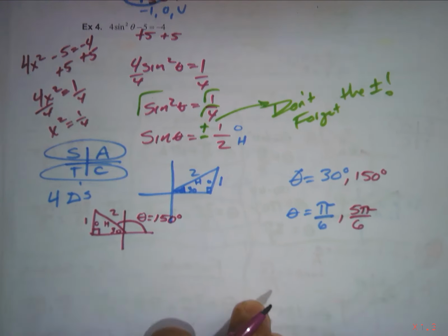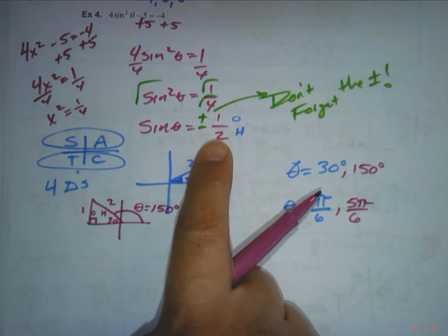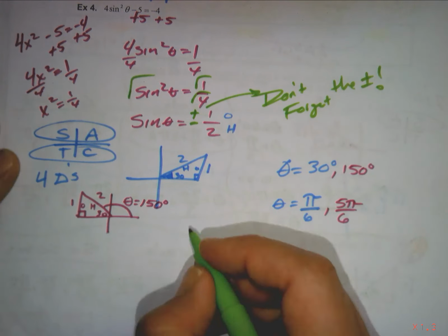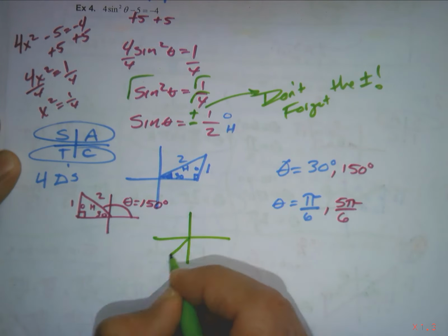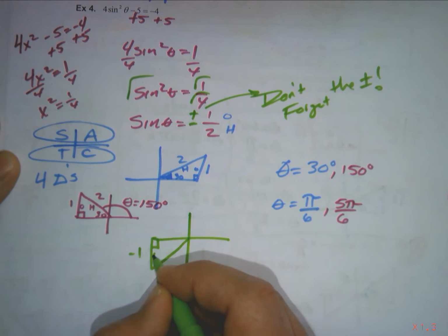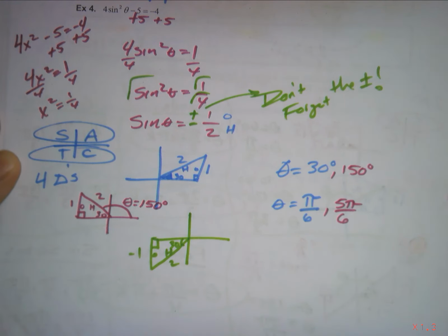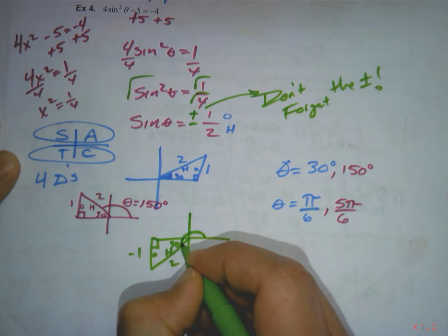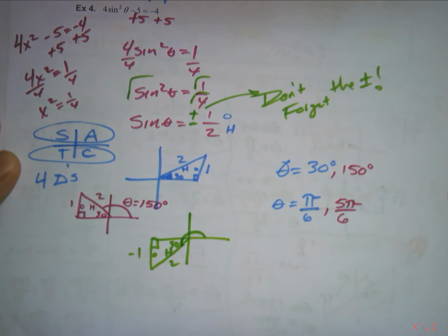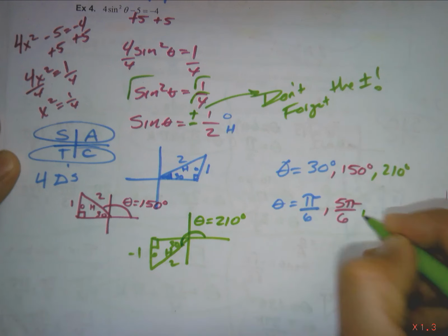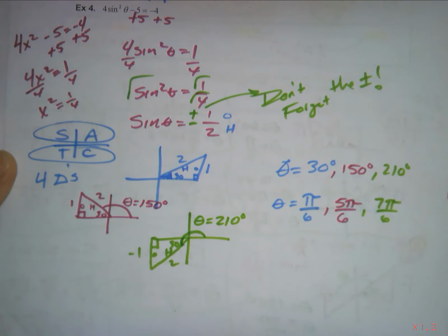Okay, we're halfway done, guys. Now I got to do the negative 1/2 ones. That's in quadrants 3 and 4. Okay, I haven't done green yet, so let's do green. So I have a negative 1/2 now. That's opposite. That's hypotenuse. That's still 30, right? But that's 180 plus 30. It's a little bit past. So what's theta there? What's 180 plus 30? 210. Awesome. That's 7 pi over 6.